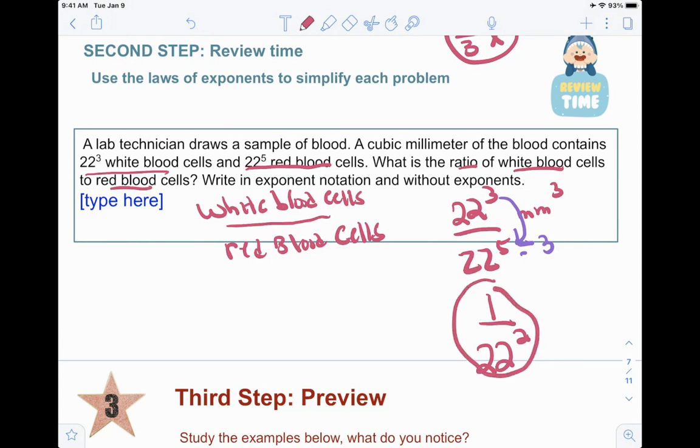And the next task is to write this without exponents, which means we need to multiply 22 times 22. So please take a second and do that work. And this is equal to 1/484.